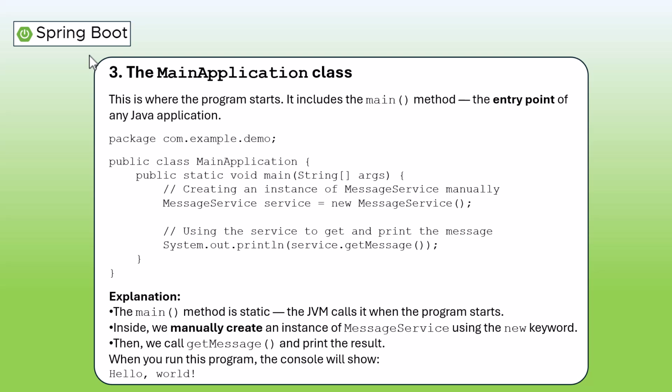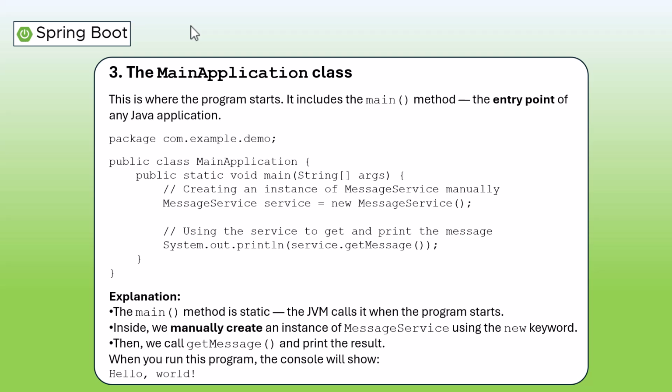Three, the main application class. The main application is the starting point of the program. Every Java program begins its execution with something called the main method, and that's exactly what this class contains. When the program starts, the Java virtual machine calls this main method automatically.